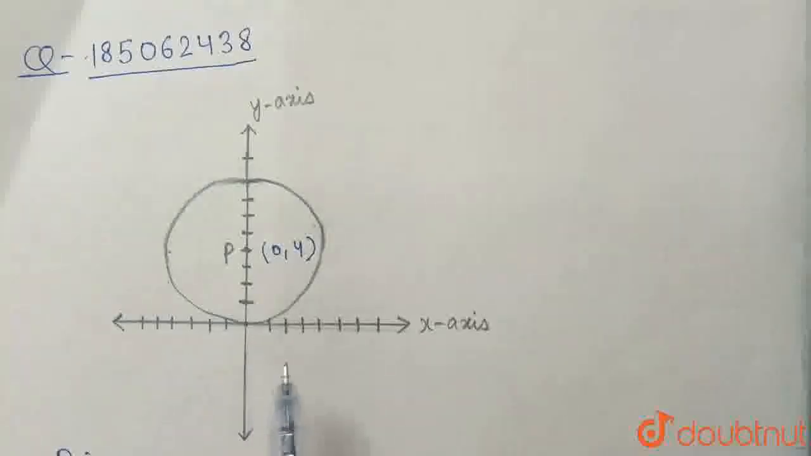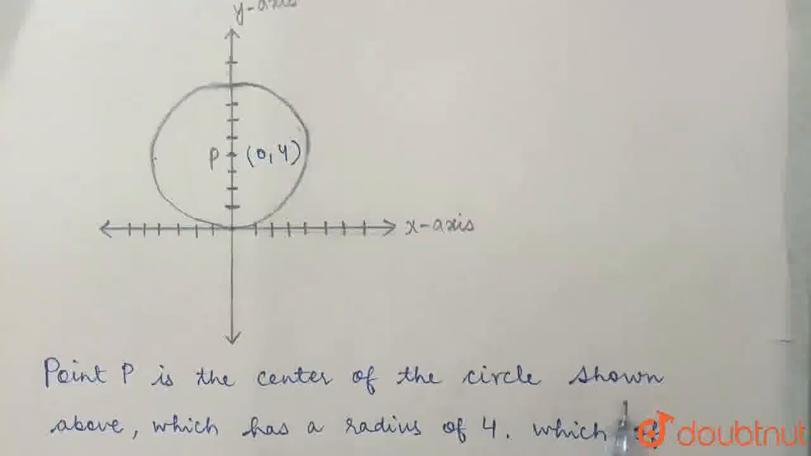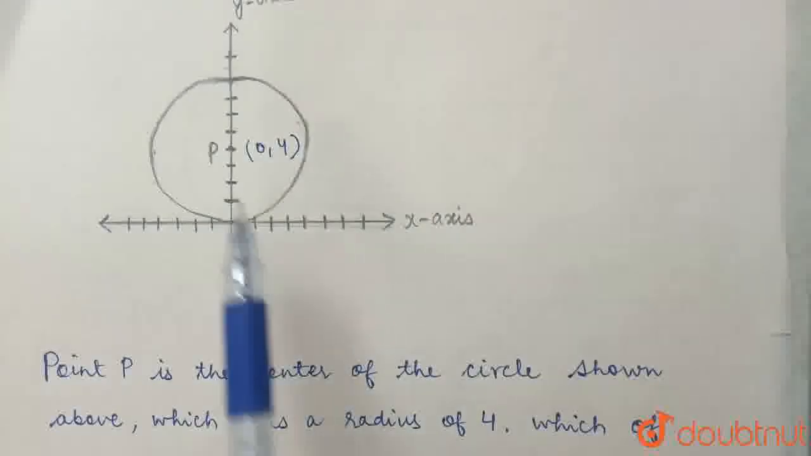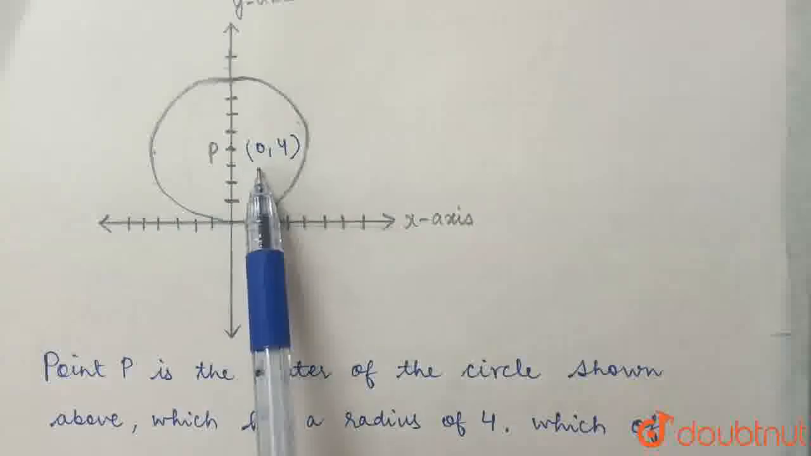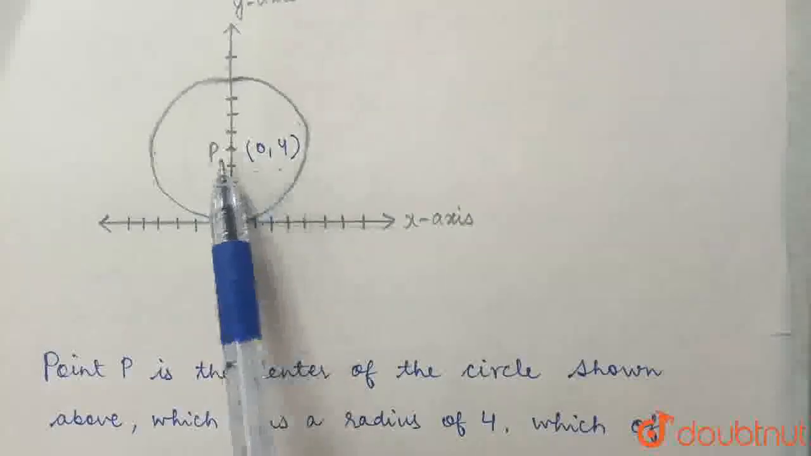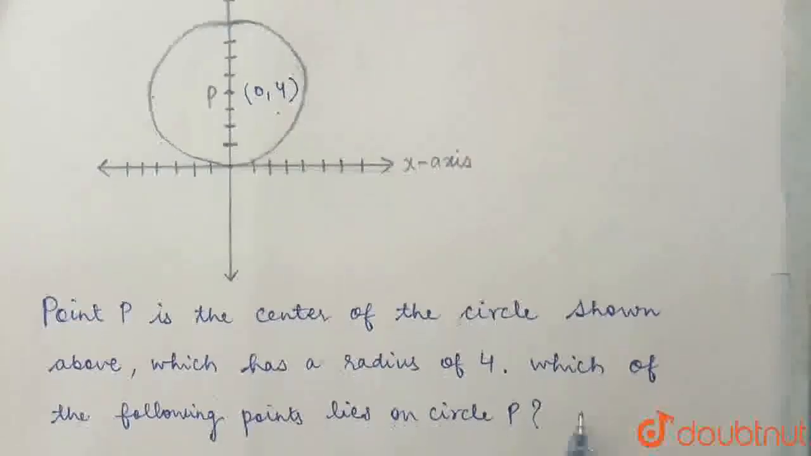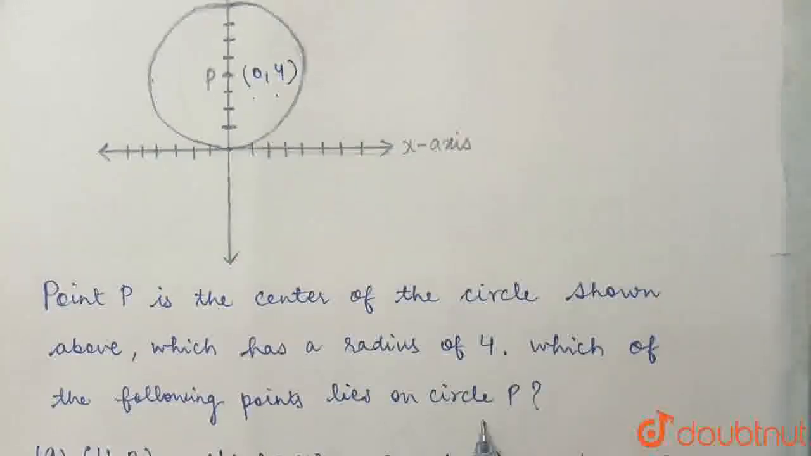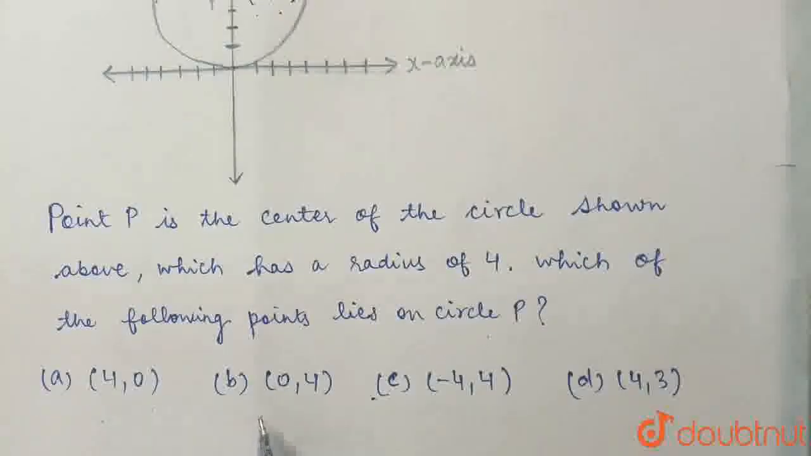This is the graph of a circle given to us, and the question says that point P is the center of the circle shown above, which has radius 4. So this is point P, and this is the center of the circle whose coordinates are (0, 4), and the radius of the circle is 4. The question further says: which of the following points lies on the circle P? The options are A (4, 0), B (0, 4), C (-4, 4), and D (4, 3).